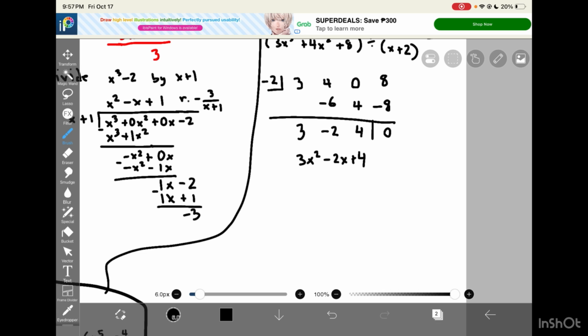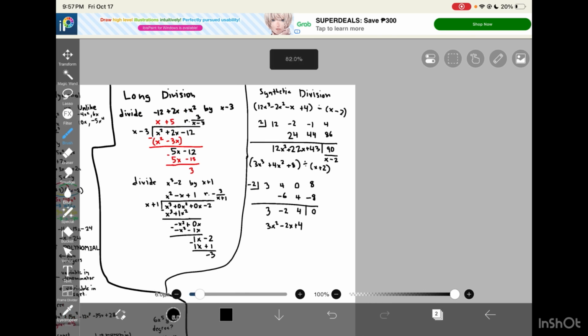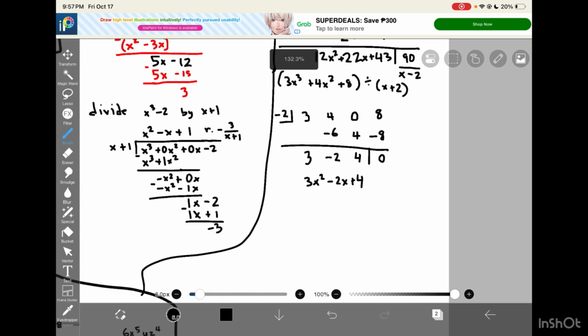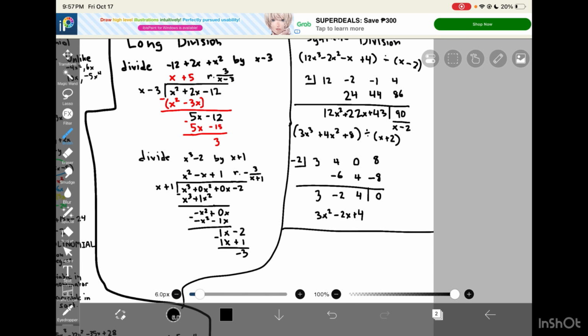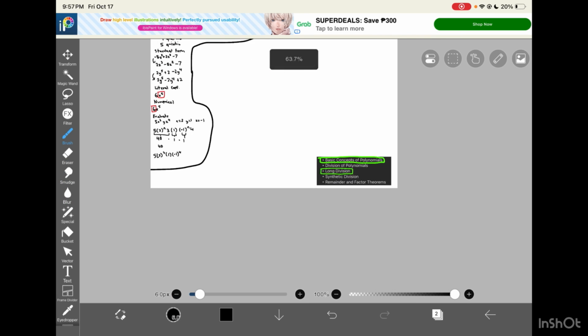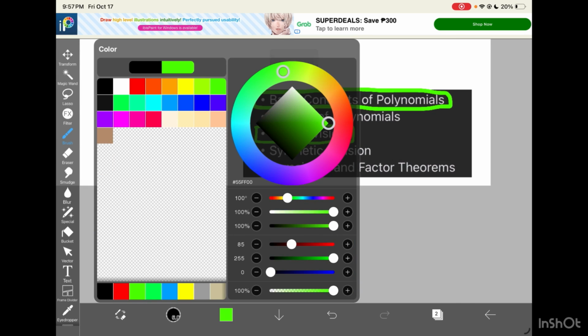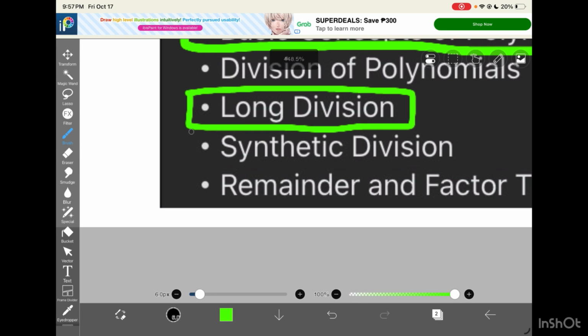So that's really it for synthetic division and long division. It really is that short. You just need to master it, and I'll be happy to give you more examples if you ask me via DMs, and I can explain it for you. I can give you more examples.